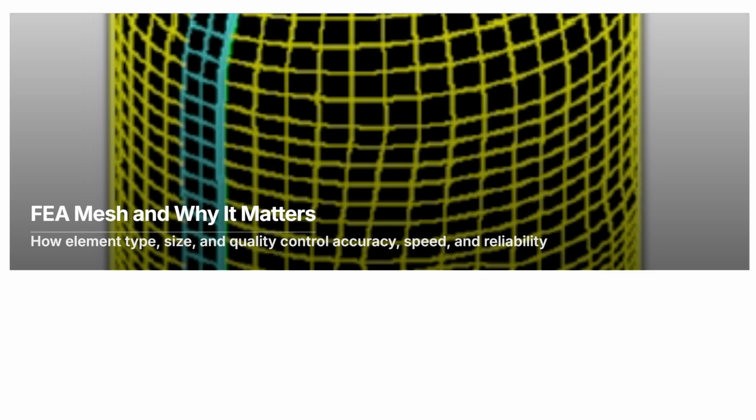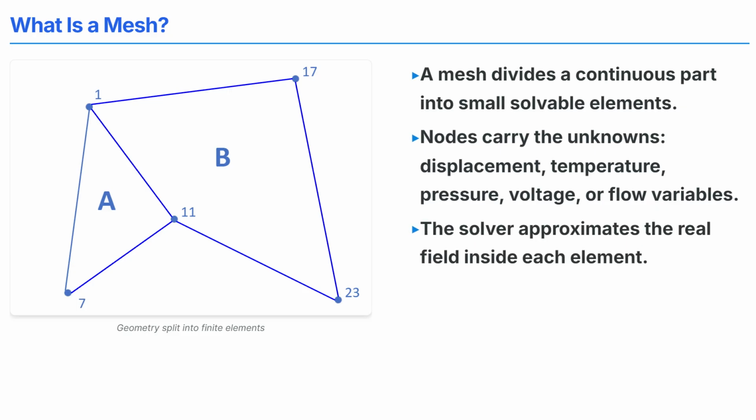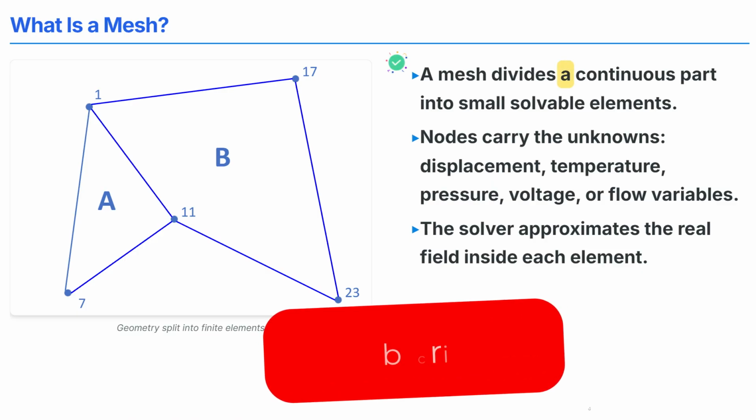So in this video, we will understand what a mesh is, the common types of FEA meshes, and how to choose the right mesh for different engineering applications. What is a mesh? A mesh is basically a way of dividing a continuous geometry into many small elements. These elements are connected through points called nodes.